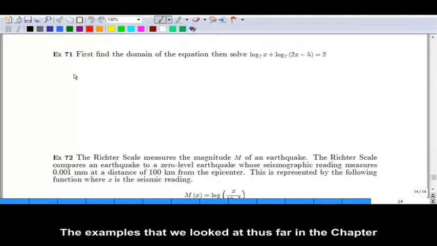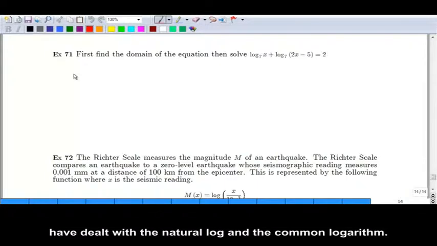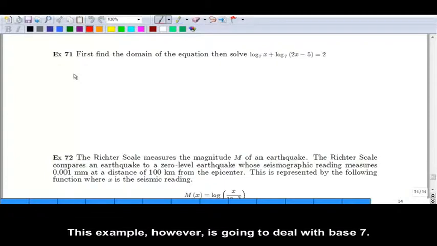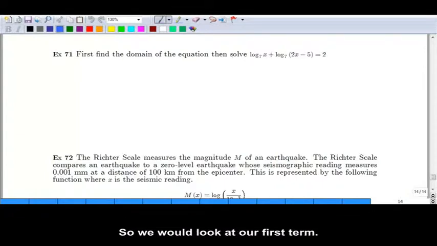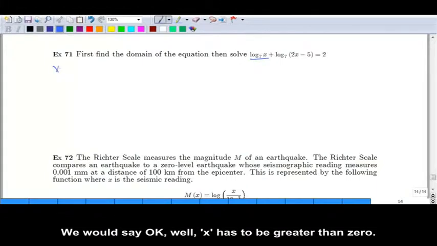The examples that we've looked at thus far in the chapter have dealt with the natural log and the common logarithm. This example, however, is going to deal with a log base 7. Again, to find the domain, we would go about the same process. So we would look at our first term. We would say, okay, well, x has to be greater than 0.